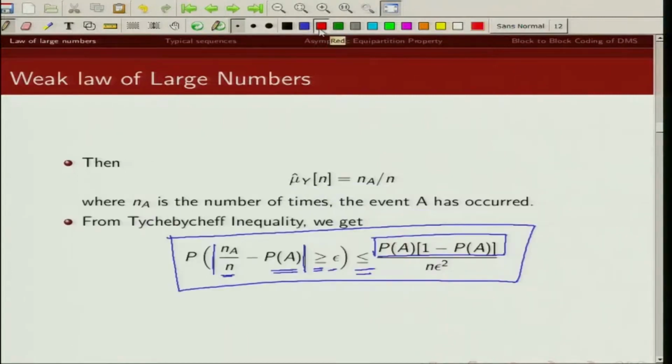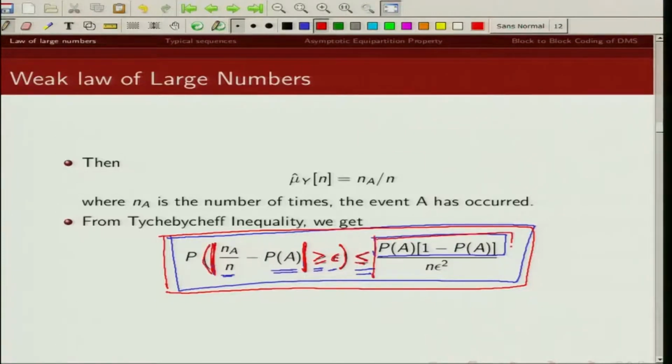Now this result we are going to use later on to prove some properties of typical sequence, and we'll define what is a typical sequence. So just remember this expression: the probability that the absolute difference between Na by n and the probability of this event A is greater than or equal to epsilon is upper bounded by this quantity.